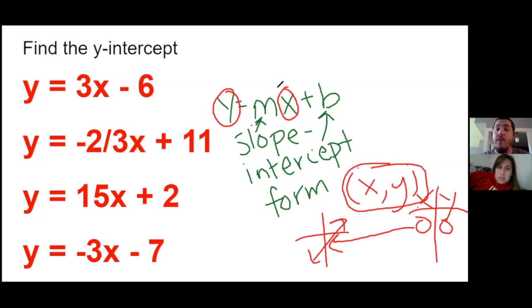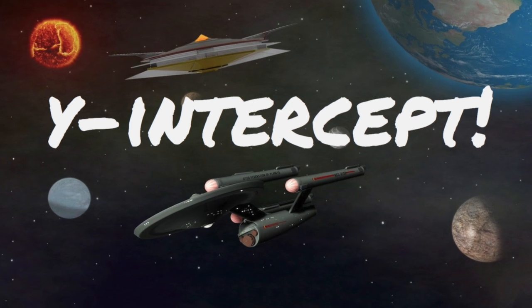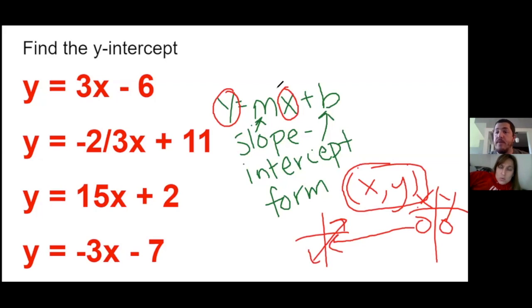Okay. So that's why when we plug in 0 for X, we get our y-intercept, which we talked about a little bit the other day as well. So the y-intercept is when X equals 0. Perfect. So what's next?